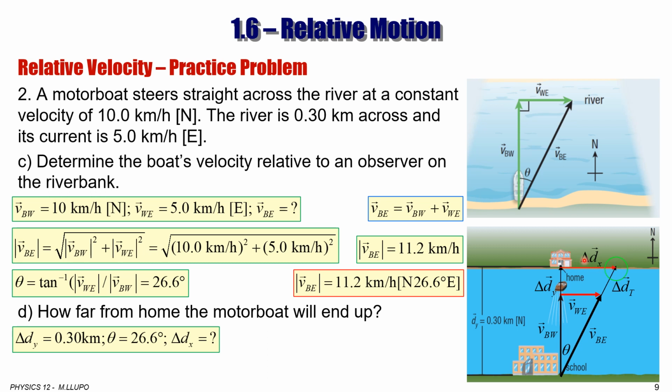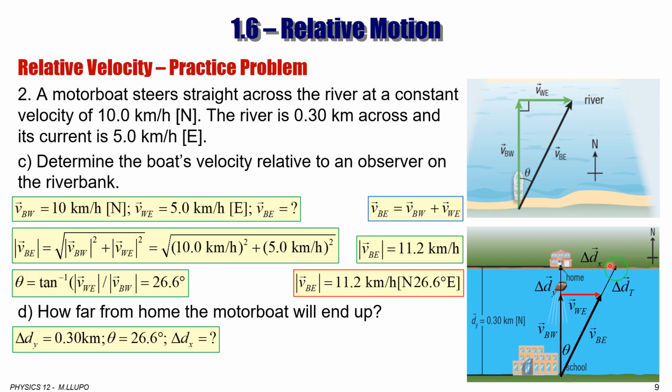So how far is the delta dx? You can calculate the delta dx using that big triangle. You see that big triangle? Delta dy, delta dx, and delta d total. So we know the angle now. We just calculated it to be 26.6. And we know adjacent.